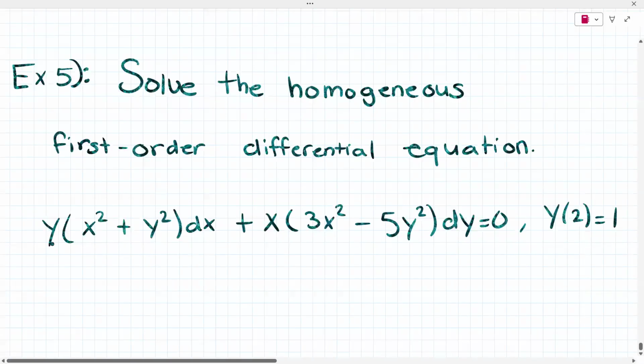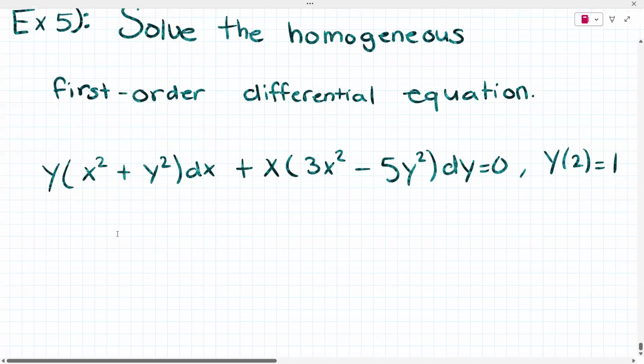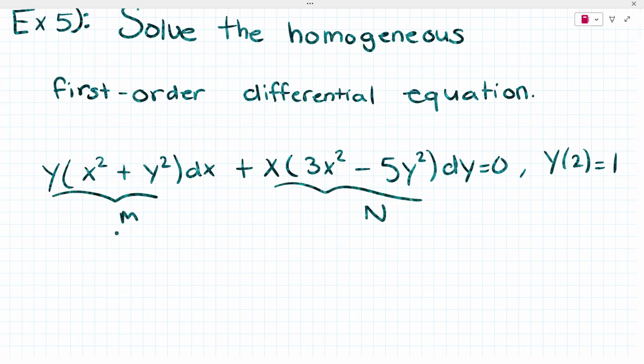Okay, so example 5 says solve the homogeneous first order differential equation y times (x squared plus y squared) dx plus x times (3x squared minus 5y squared) dy equals 0, and we're given an initial condition of y of 2 equals 1. Okay, so first step, figure out which is less complicated, your M or your N. So this is your M, this whole thing is your N. So which is less complicated? Yes, M is less complicated.